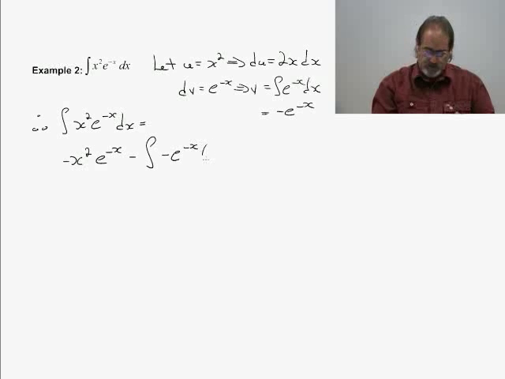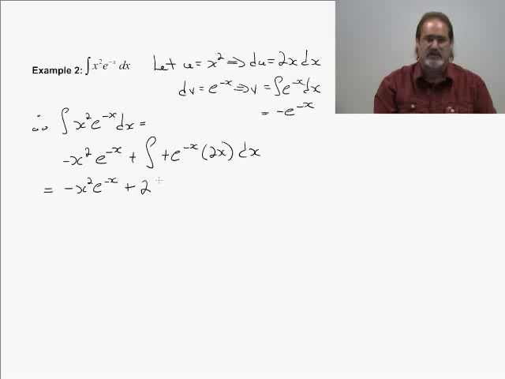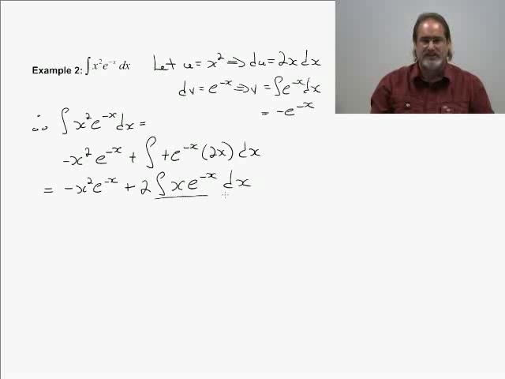So now I'm going to just rearrange this just a little bit, and this is actually equal to negative x squared e to the negative x. The double negative here becomes a positive, plus, I'm going to pull this constant out, 2 times the integral of x e to the negative x dx. So now if I can integrate this last piece, put it back together, and I'm done. I don't know how to integrate that as it sits, so use integration by parts.